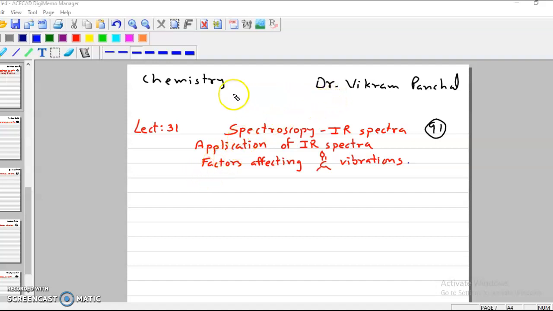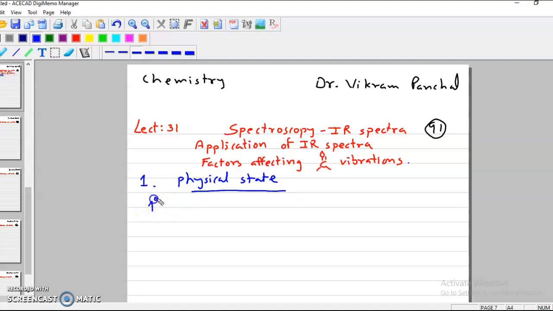This is Dr. Vikram Panchal and I'm dealing with chemistry, and this is the lecture of IR spectra, lecture number 31, in which I will explain the factors affecting C=O vibrations. In the previous lecture I gave you in brief the factors affecting C=O vibrations. The very first factor which we'll discuss is physical state of sample.